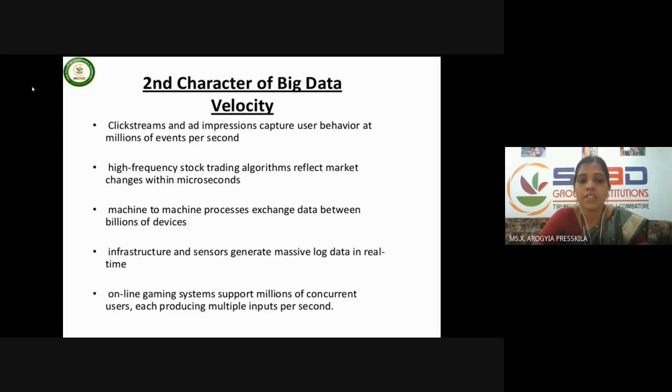Similarly, high-frequency stock trading algorithms can reflect market changes within microseconds. Machine-to-machine processing exchanges data between billions of devices. So speed is very important when you want to extract the data and when you want to process the data. That is the second characteristic.